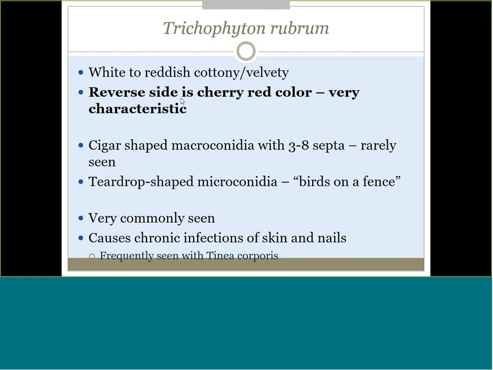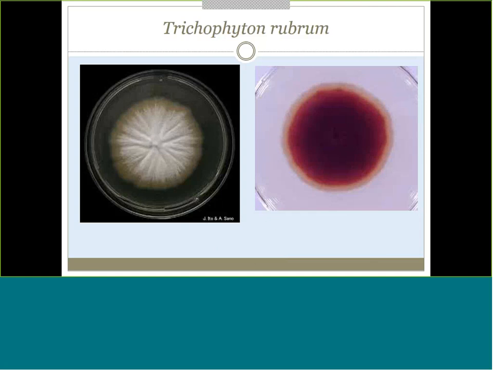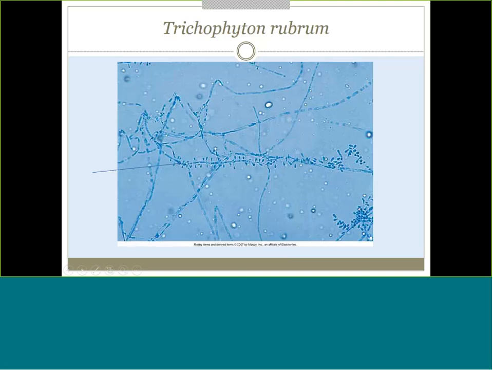Under the microscope, it will have more cigar-shaped macroconidia and tear-shaped microconidia that are said to look like birds on a fence. So this is showing you the white colony on top, and you reverse it over, it's that cherry red, and they're showing you the little birds on a fence. Isn't that cute? So cute.